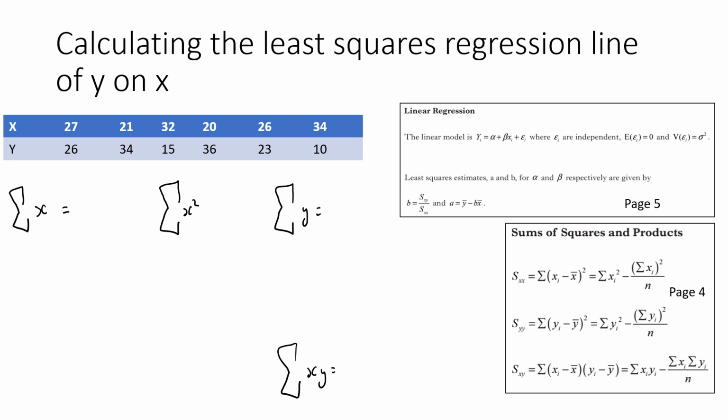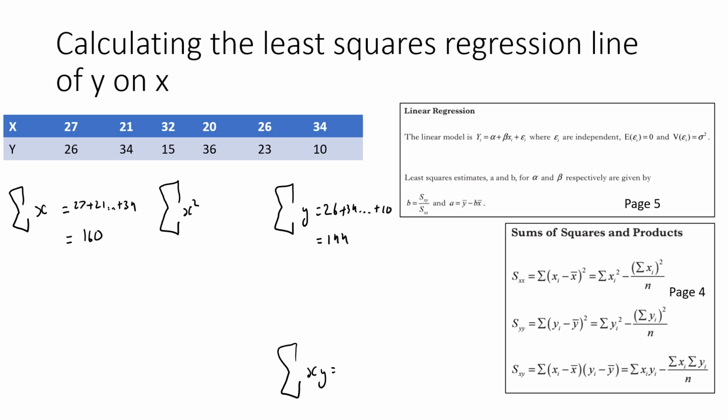So how do we calculate sigma x? Well, we just add all of the x values. So that would be 27 plus 21 dot dot dot plus 34. So I'm just adding all of these values, and when I do that, I get 160. Now, as the same with sigma y, we add 26, we add 34 dot dot dot, then we add 10. Don't do the dot dot dot like I'm doing. I just don't have enough space here, but in an actual exam or when you're even practicing, write it out. And that gives us 144.